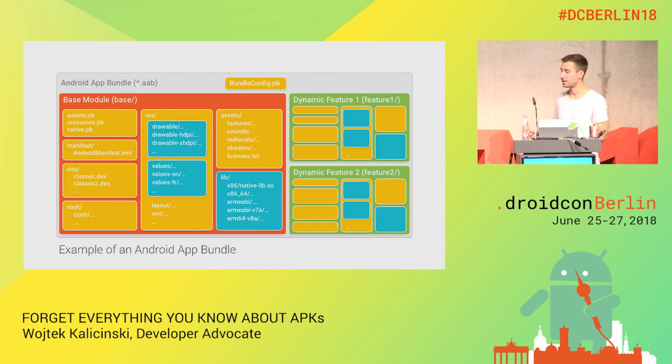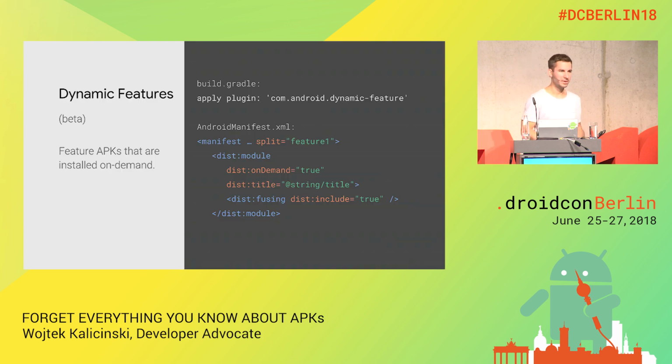So let's talk about dynamic features. This is the most exciting thing. Dynamic features are feature APKs that you can build from your project that are installed on demand whenever your app needs them. So they're not installed as part of the base APKs. They're not installed when the user presses install in the Play Store. Your app can be smaller, but can still specify code that can be loaded on demand. So this is the dynamic code loading and resource loading that I mentioned before.